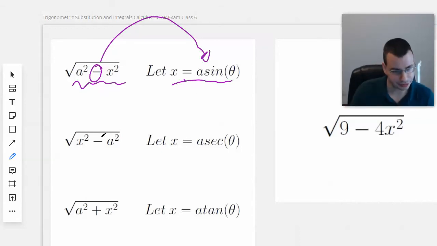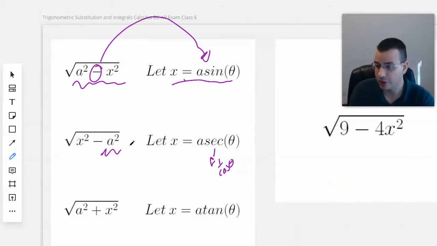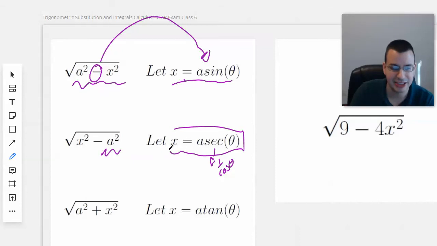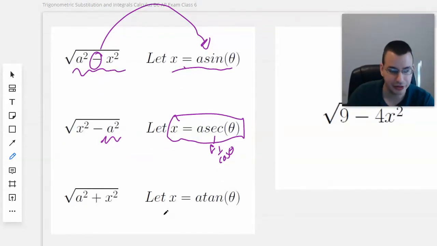And then for the other one, so secant right here, which is 1 over cosine of theta. If the sign is not with the x, if it's with the other thing, whatever it is, probably a square. Everything's a square in life if you try hard enough. Then you say x equals a secant theta. And then if the two are added together, a squared plus x squared, then you say x equals a tangent theta.